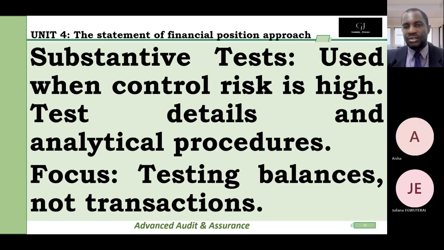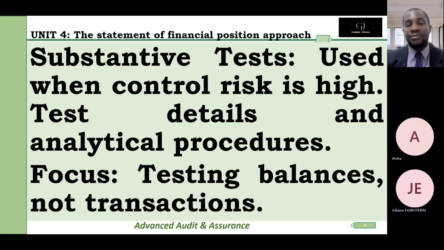Yes, please. I saw your hand, Julie. Please go ahead. Interject. You're saying that this substantive testing tests when the risk is very high, to test details and procedures. Okay, but you said the focus is on testing balances and not transactions. But transactions are the ones you check for details. Is it the transactions that are most important, or is it the balances? Is it meant for the statement of financial position or for the income statement?